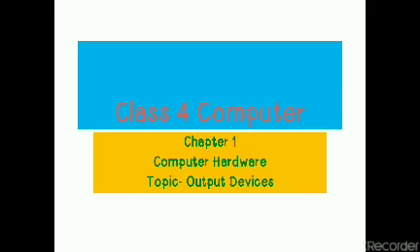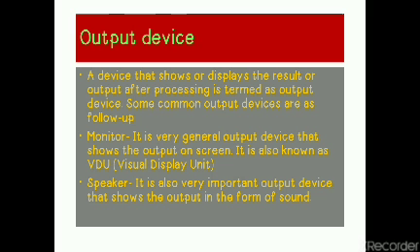Class 4th computer, chapter 1 computer hardware, and today's topic is output devices. In our previous video I had described computer hardware and input devices in detail, like scanner, keyboard, mouse, touchpad, joysticks, 3D scanners, and many more input devices. Now today our topic is output device.